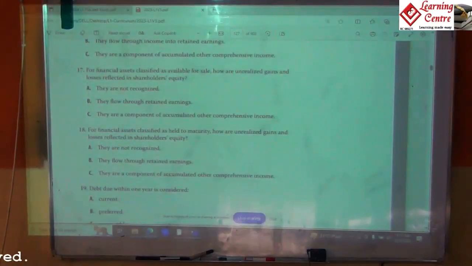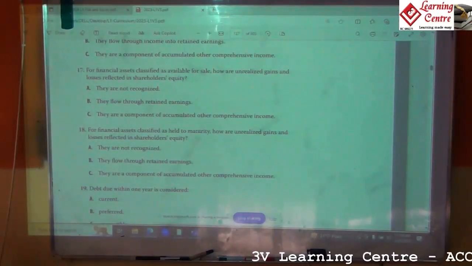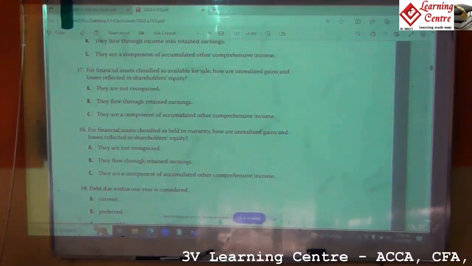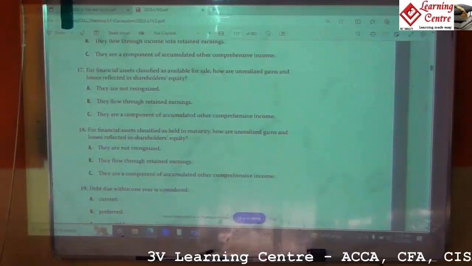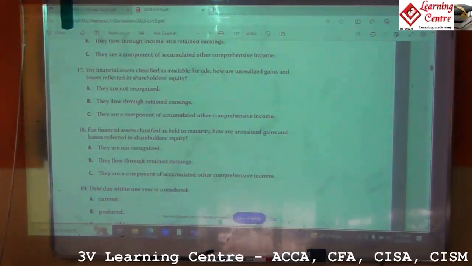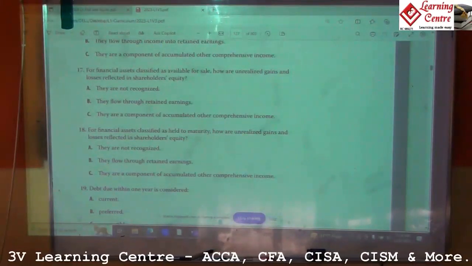Number 17, anyway. Classified as available for sale. Available for sale. That's fair value through OCI. So from there, you should be able to work out our unrealized gains and losses. So how do we recognize unrealized gains? We agree, everybody. Somebody says C. Thank you. Perfect. Thank you.